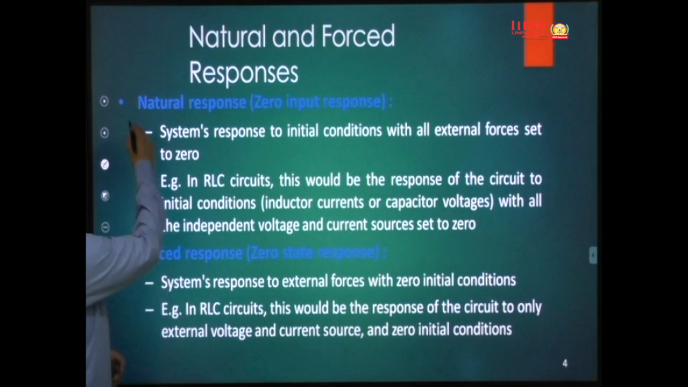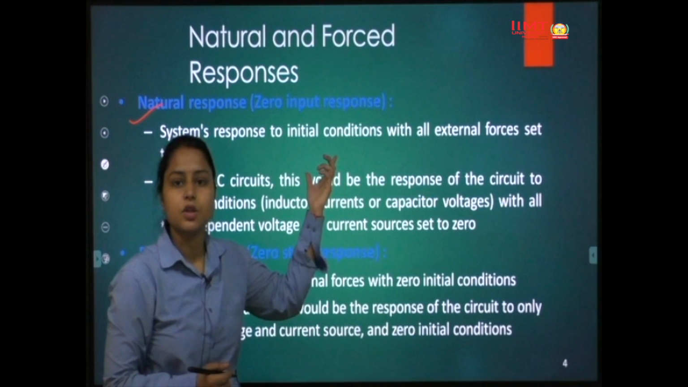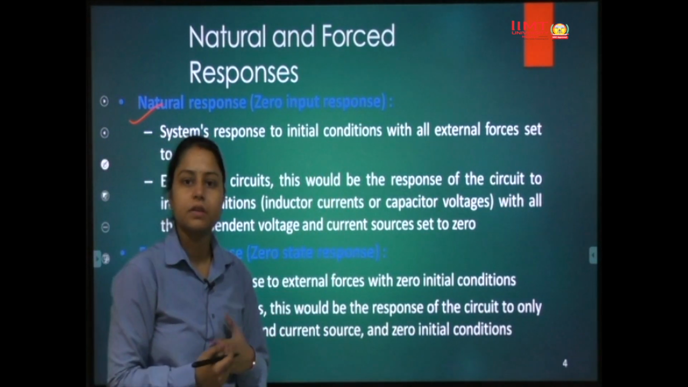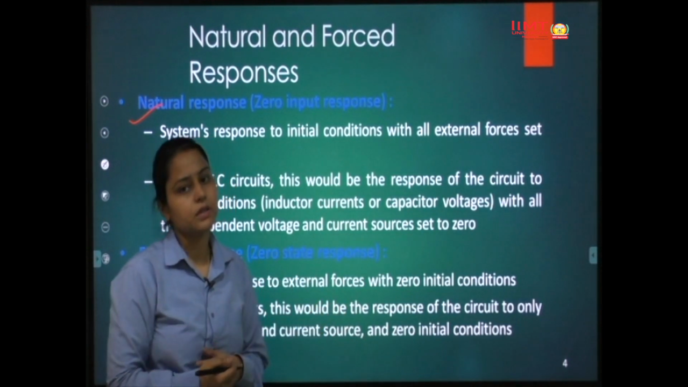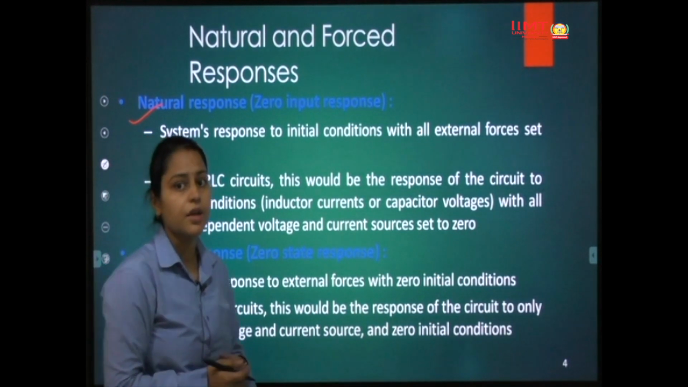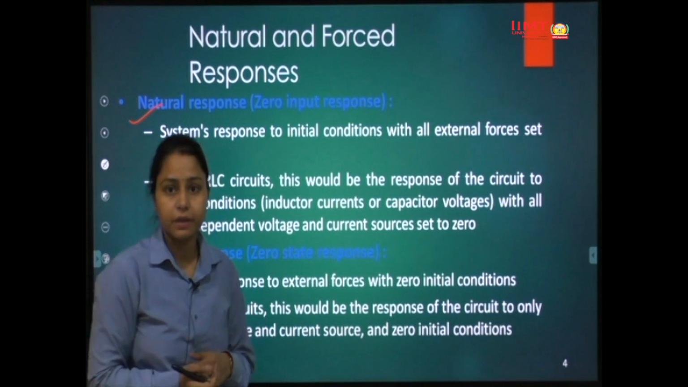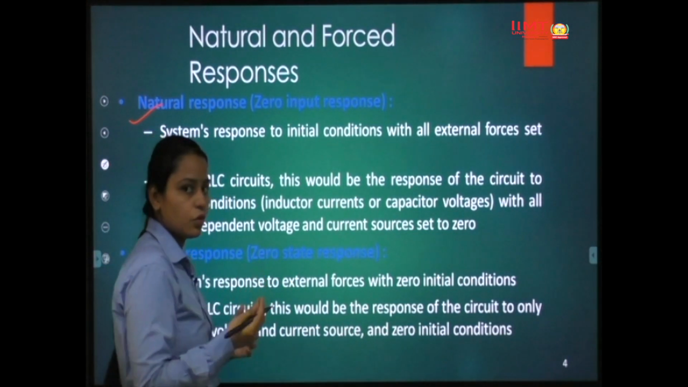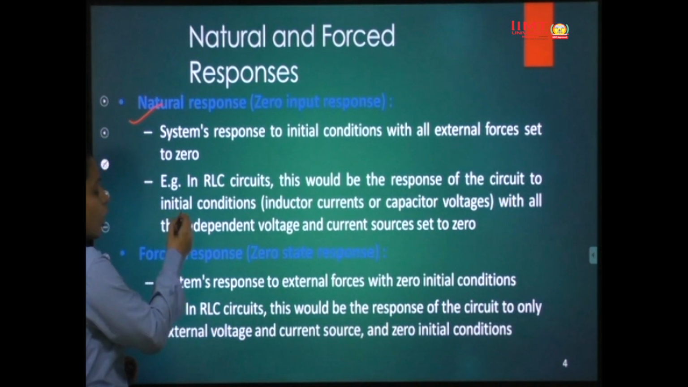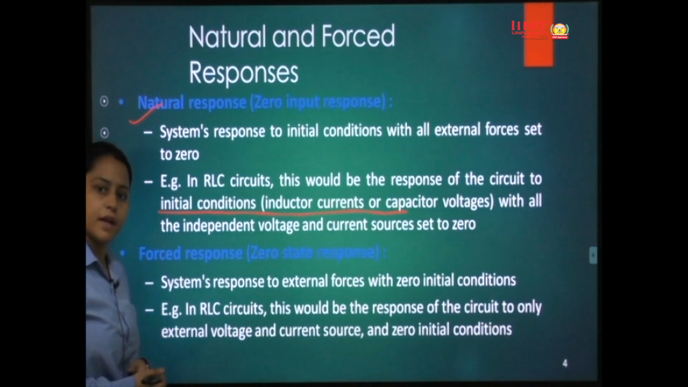So first one is the natural response. It is the zero input response, where we have not applied any external forces, and the system is giving output with its initial condition. For example, we have a series RLC circuit where inductance and capacitance have some stored current and voltage respectively. If we do not apply any voltage or current externally, we get the output because of these initial conditions of inductor and capacitor, and it is called a natural response.